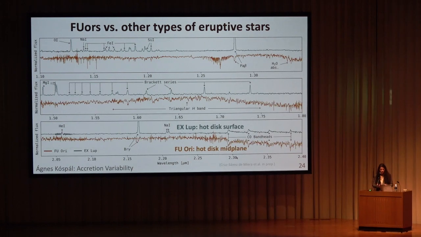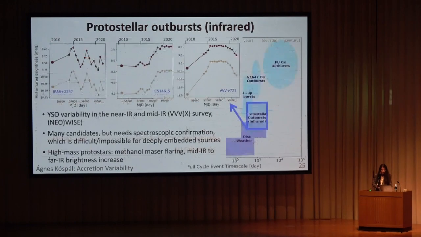But what is important for FUors and what distinguishes them from any other type of eruptive stars is that they have this viscous accretion disk, which is heated from the inside. So they have a hot midplane with a cooler surface, and that results in absorption features in their spectra. And if you compare that to an EXor object in outburst, that is basically a T Tauri star with a very high accretion rate. So it has a hot disk surface and consequently emission features.